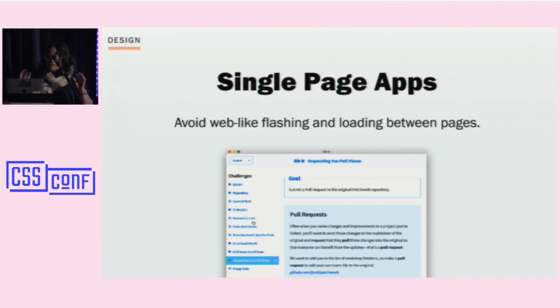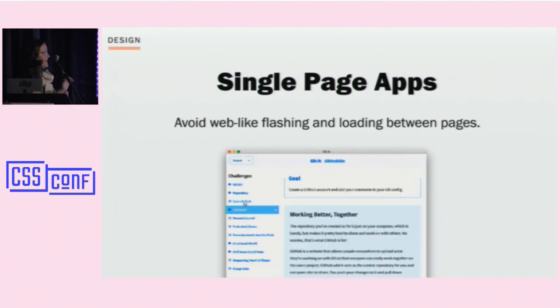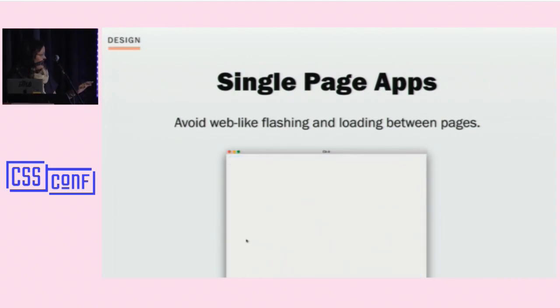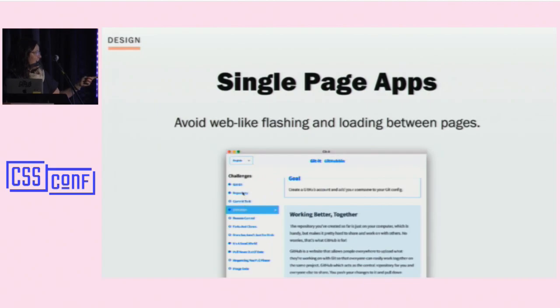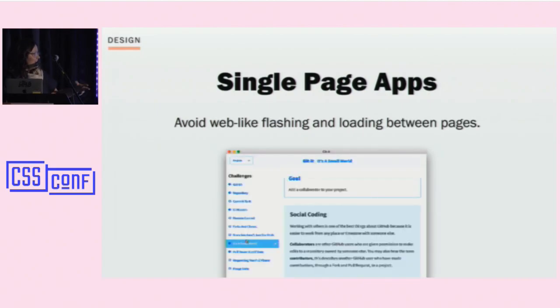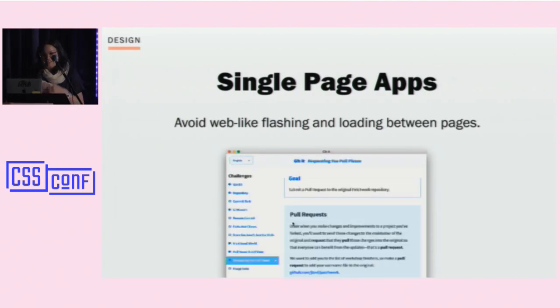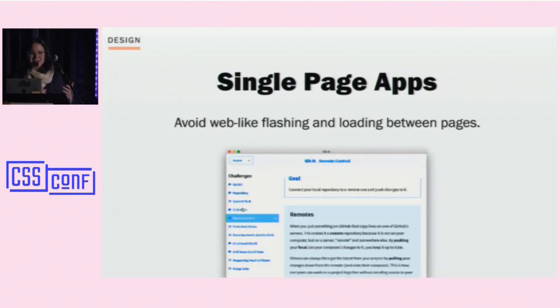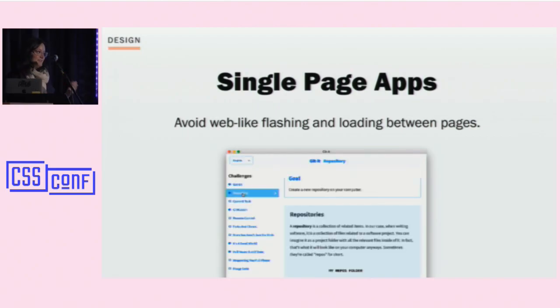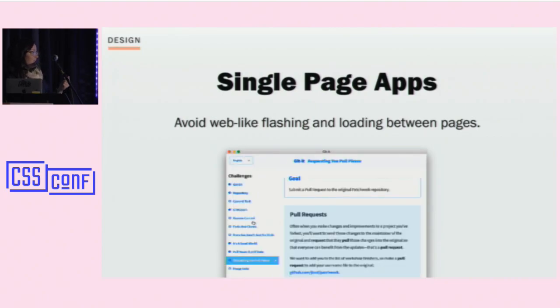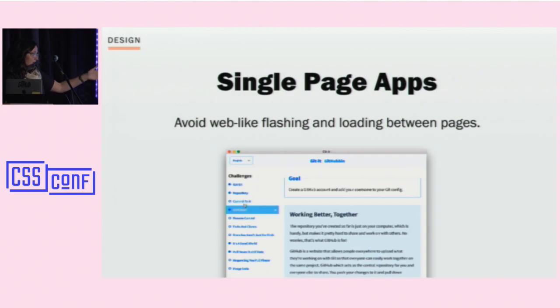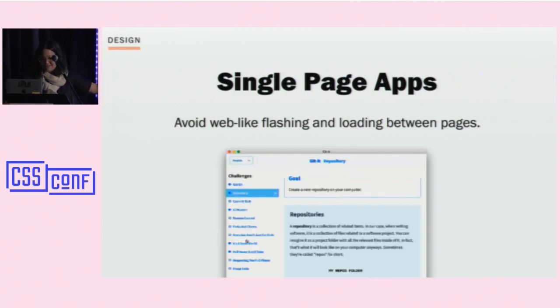All right, another one, single page apps. I'm using one of my apps as a what not to do example. This is a website I turned into an Electron app, and you can see the flashing because, again, this is a Chrome window, so whenever you switch pages, it takes that second to load the new page in, and so doing a single page app will save you from all of these weird flashes here.